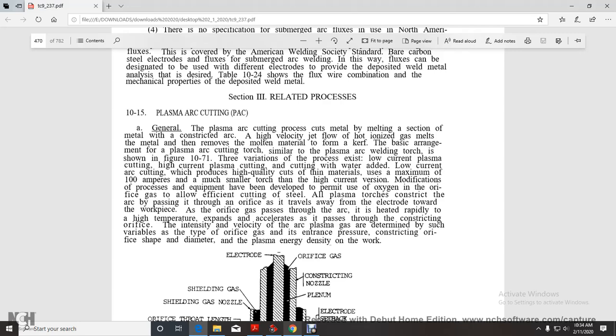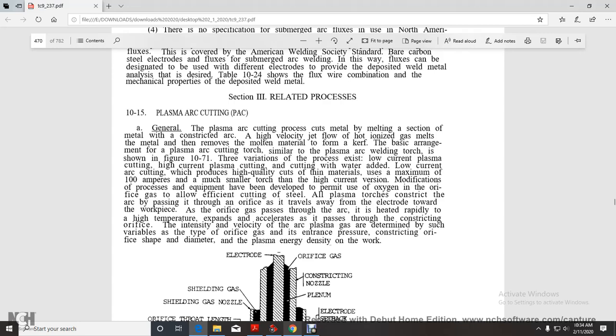Alright, Chapter 10, Section 3, Related Processes. Plasma arc cutting. The general plasma arc cutting process cuts metal by melting sections of metal with a constricted arc and a high velocity jet of hot ionized gas. It removes the molten metal material to form a cut.